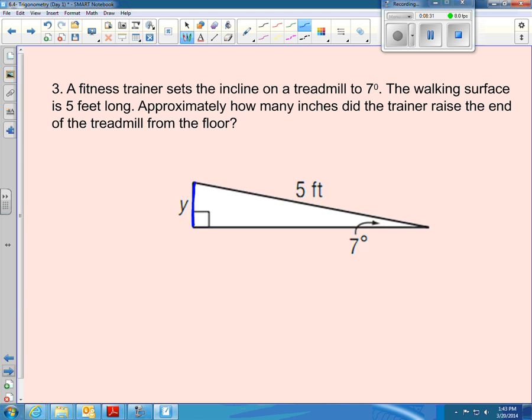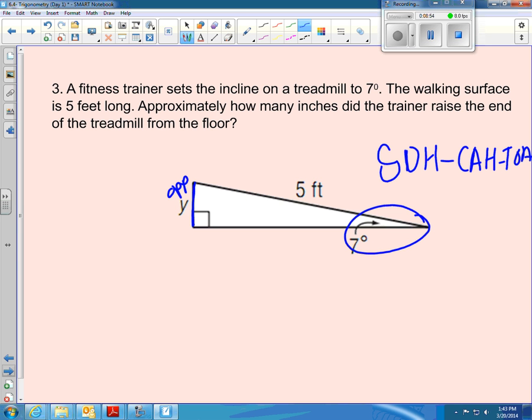Okay, so we need to decide, do we have sine? So do we have cosine? Oops. I messed up there. There we go. SOH CAH TOA. So we are always in reference to our angle. So from our angle, that y is our opposite, and that 5 is our hypotenuse. So which one deals with opposite and hypotenuse? Good. Sine does. So we have sine.